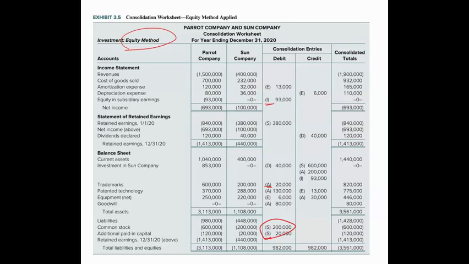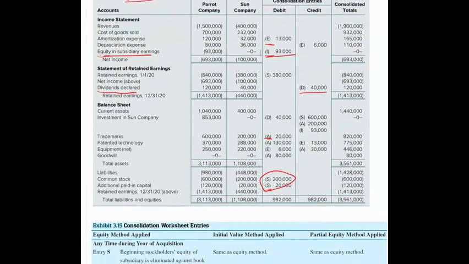Entry I is to eliminate the subsidiary earnings. Entry D is to remove the dividend paid by the subsidiary company. And the last one, entry E, is to adjust for those excess annual amortization expenses. Okay, so this is the equity method, and there are two other methods.